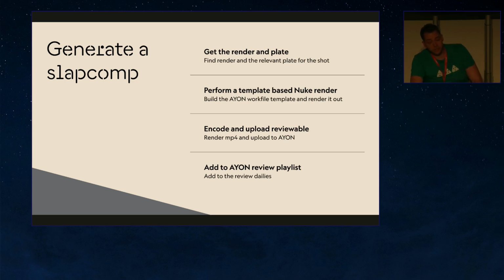So another thing we can do is generate slap comps. Again, very trivial graph. In essence, we need to get the render and the relevant plate for that shot. We're going to build the AYON workflow template in Nuke, which is just part of the Nuke render node. And we're going to render it out. Then we're going to encode and upload the reviewable to AYON and add it to the review dailies, just so we have access to it.